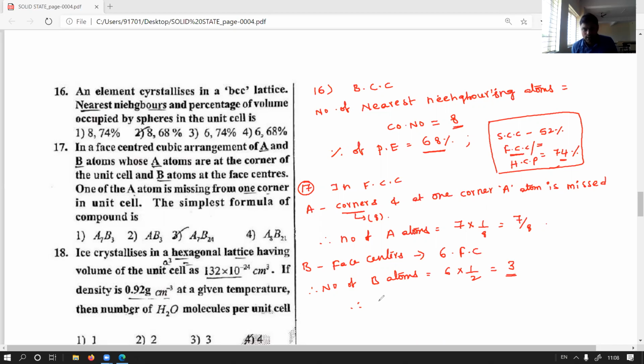Now the crystal's simplest formula is A is to B equal to 7 by 8 is to 3, which is equal to 7 is to 24. This is the simplest. Therefore, the unit cell formula or crystal formula is A7B24. So the correct answer is the third option. Okay.